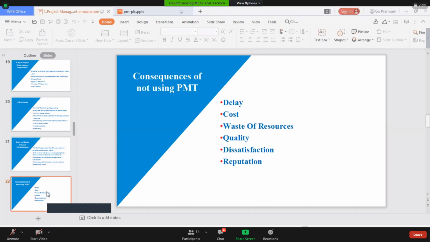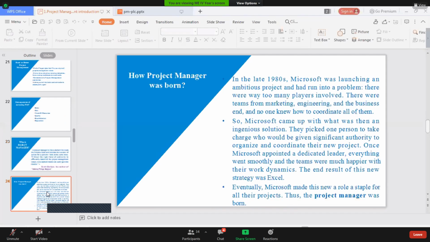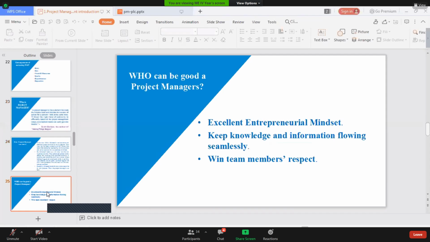If somebody is not using these project management techniques, what will happen? Unnecessary delays, unnecessary cost, resource waste, quality goes bad, satisfaction is not there with anybody, and your reputation will go off. Yes, this is about a project manager. I think you remember. This story may not be required now.